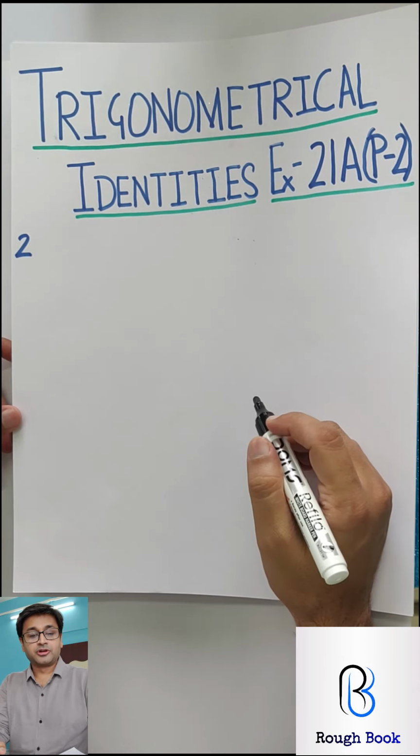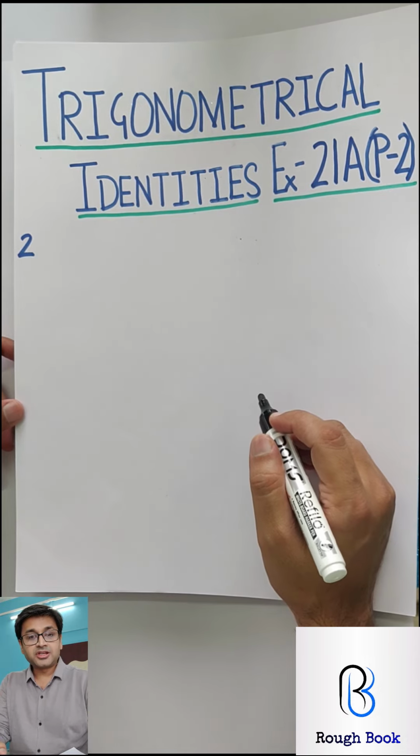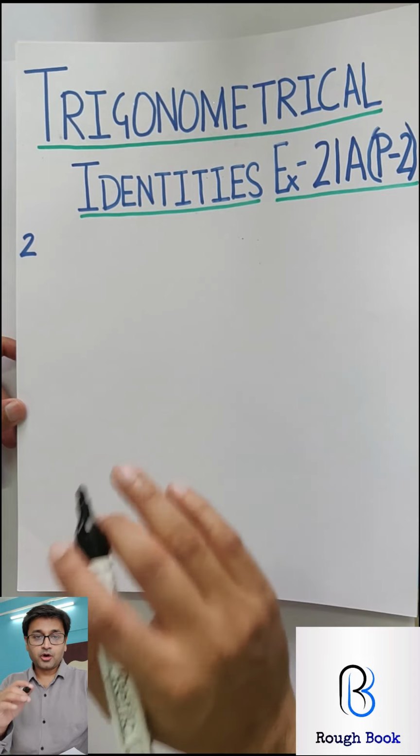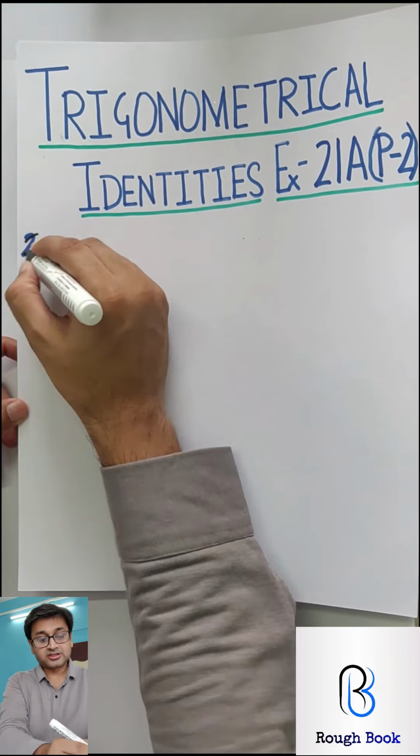Hi, we are beginning with Trigonometrical Identities exercise 21A part 2. In the last video we did till sum number 20 and today we are going to go ahead. I hope by now all the ratios are very clear in your head. In case if not, let's take a recap.